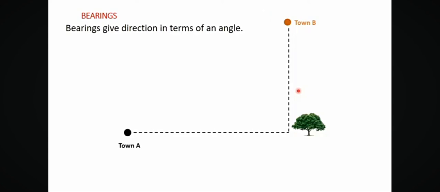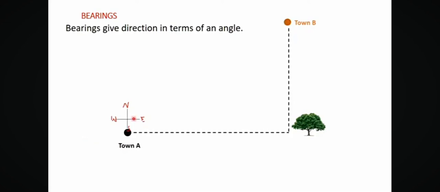Now, that's what we are talking about. Let's say that we want to give Mr. Kofi direction from Town A to Town B using bearing. How do we do it? All we need to do is to draw our four cardinal points on Town A. We know our four cardinal points from GHS. That is north, then here will be south, here will be west, and here is east. So these are our four cardinal points on Town A.